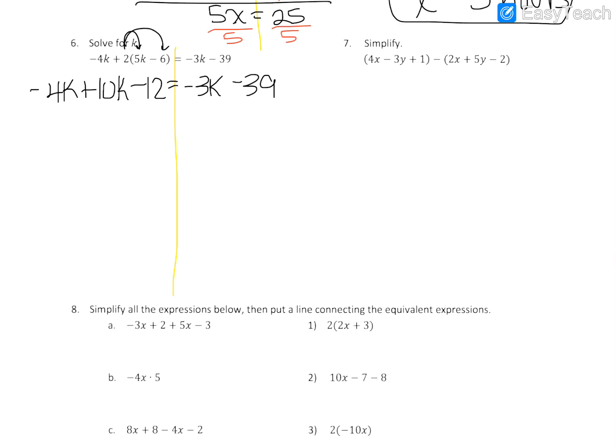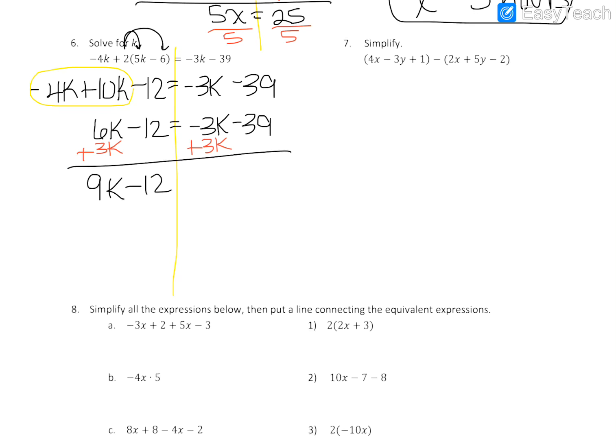Step number 2 is combining like terms. So if I notice here, I have 2k values on the left. So I want to put those together. That's going to give me 6k. All right, step number 3, do I have k's on both sides? Yes, I want to move the smaller k. So we're going to add 3k to both sides.